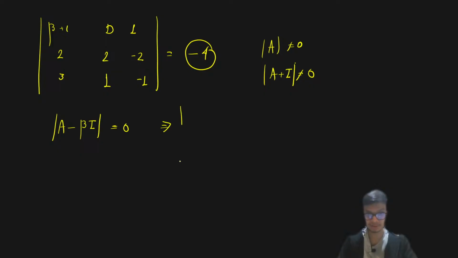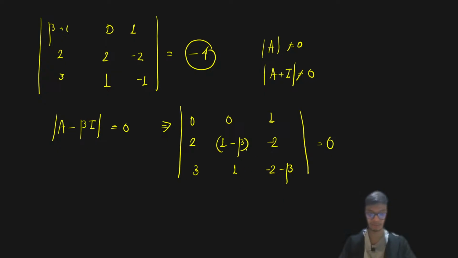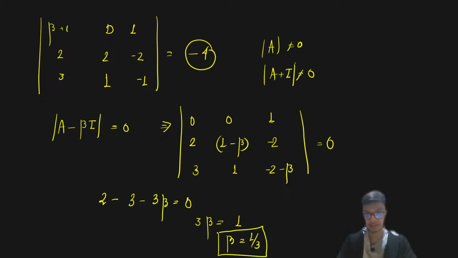Now if I try to figure this out, the determinant has rows 0, 0, 1 over here, then 2, 1 - β, then minus 2, and 3, 1, then minus 2 - β, and the determinant of that should be equal to 0. If I solve this part, you're going to get 2 - 3β equal to 0, and on solving this we get 3β = 1, which leaves us with β = 1/3.